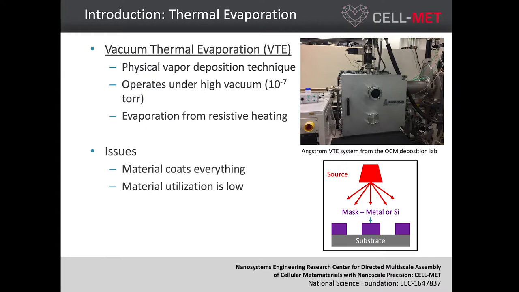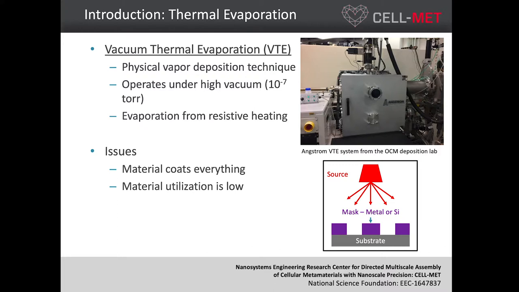So to explain some of the issues with VTE, we'd have to refer to the bottom right diagram. Just a brief aside: typically, when we generate patterns on our samples, in this case labeled substrate, we use something we call a mask. This is essentially just a blocking layer with windows cut into it. And obviously, the window would allow material to pass through, and hence you'd form patterns that way.